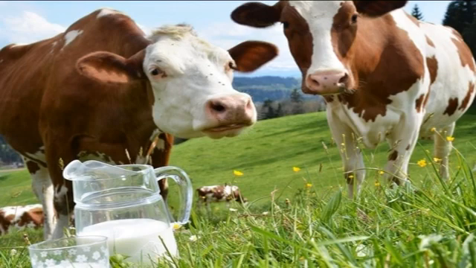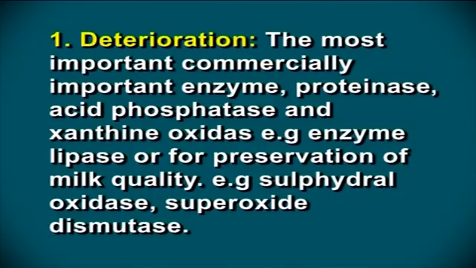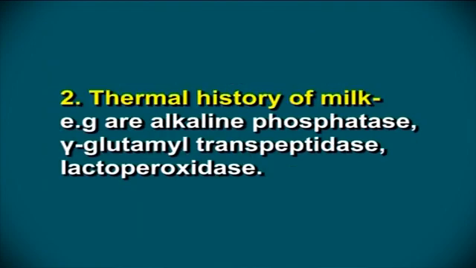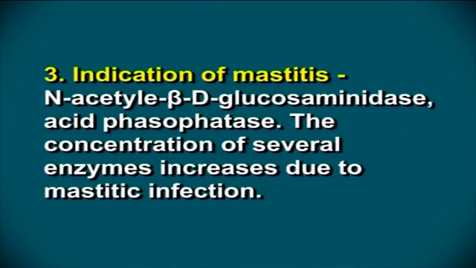As many as 60 indigenous enzymes have been detected in cow and buffalo milk. Many of the enzymes indigenous to milk are technologically important due to the following reasons. Deterioration: the most commercially important enzymes are proteinase, acid phosphatase and xanthine oxidase, for example, and lipase. For preservation of milk quality, for example, sulfhydryl oxidase and superoxide dismutase. Thermal history of milk, for example, alkaline phosphatase, gamma glutamyl transpeptidase and lactoperoxidase. Indication of mastitis: N-acetyl beta D-glucosaminidase and acid phosphatase. The concentration of several enzymes increases due to mastitic infection.